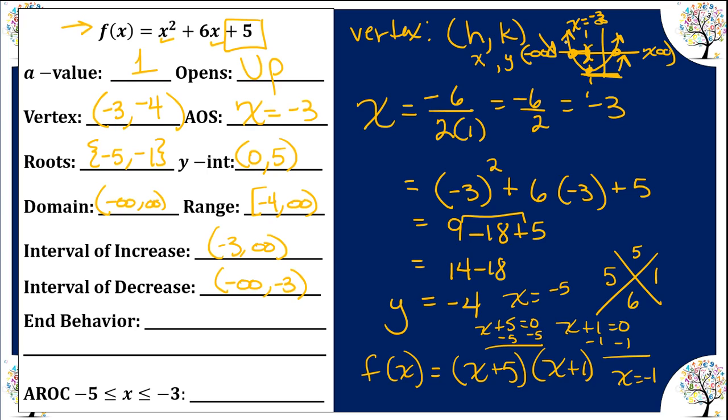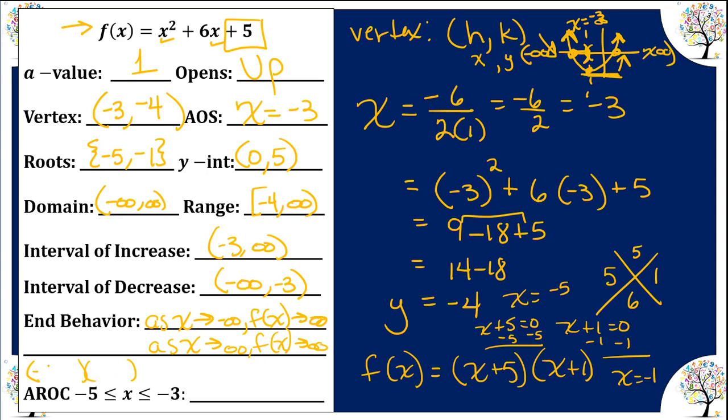Now our end behavior, our graph on the left side and on the right side is going up. So as x approaches -infinity, that's just saying on the left side, the left end of the graph is going up toward positive infinity. And then on the right side, it's also going up. With parabolas, the end behavior is always going to be the same, either both ends going up or both ends going down.